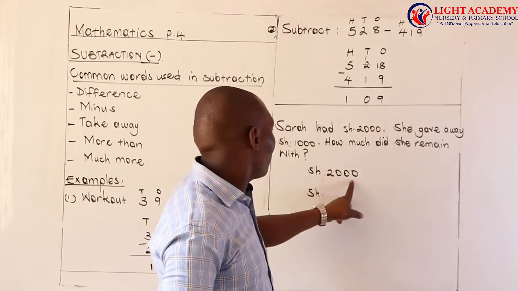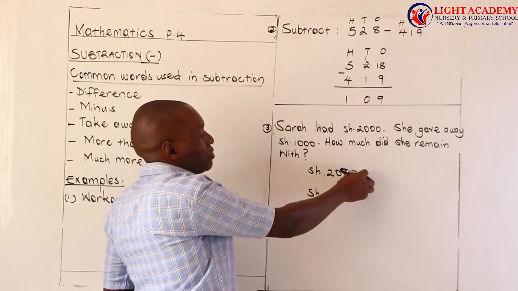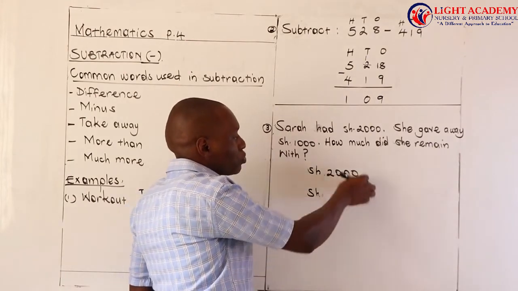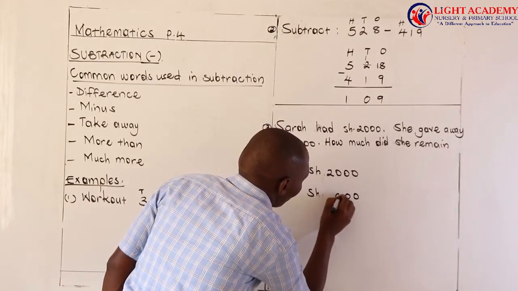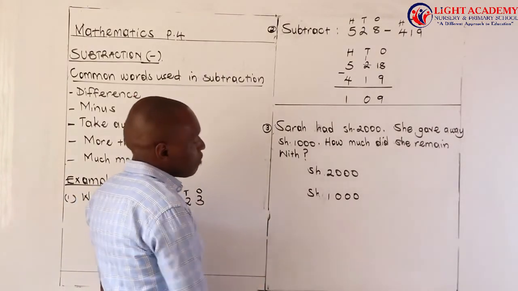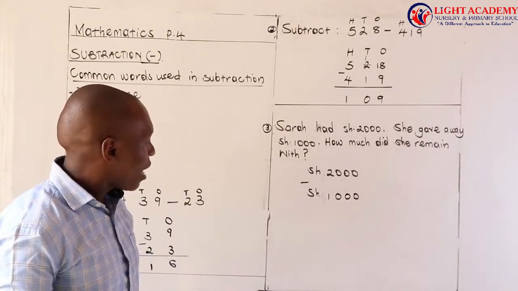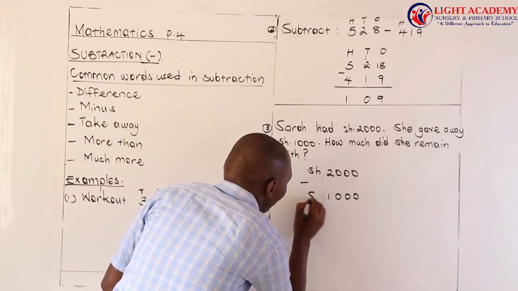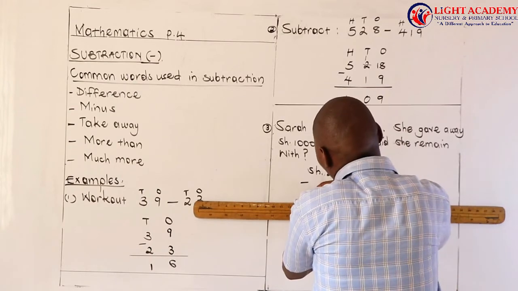I've written 2,000 first, but when I want to write the one I'm going to subtract, which is 1,000, I'm just going to start from the right-hand side, just below the first zero of 2,000 from the right. So I'm just going to write this 1,000 under the 2,000, but being careful of arranging the digits in their correct place values. After writing them, I should not forget to put the sign, which is subtraction, and I put also the symbol for money, which I've written as SH. Okay?